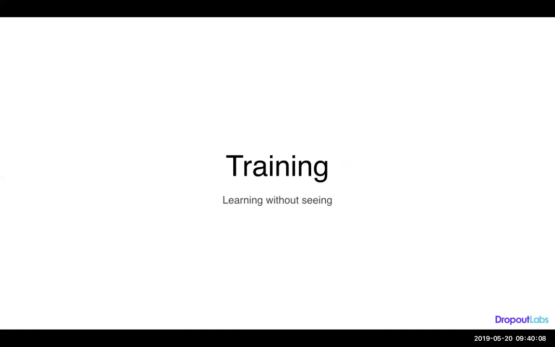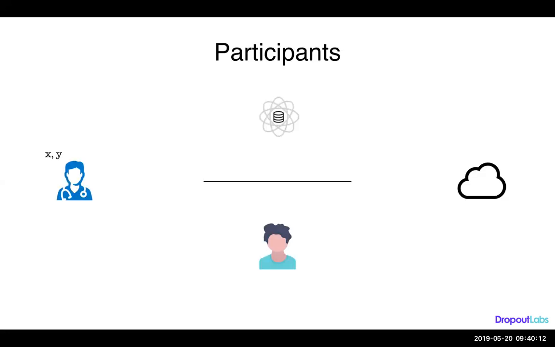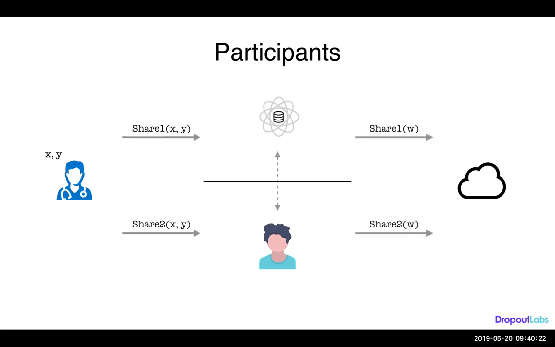Another use case is training, of course. So how can you train on the data without seeing it? The setup for that is we have some data owner over here that's providing the training data. He sends shares of this to the training service and, again, a helper. They run a protocol together, arrive at some shares of weights that they can then send to the prediction service.